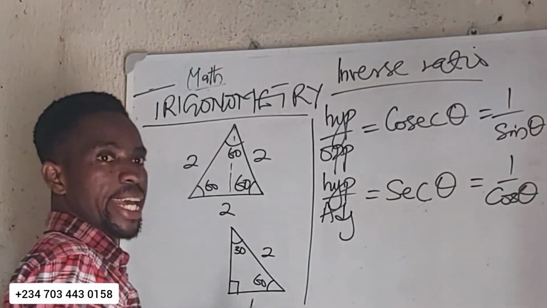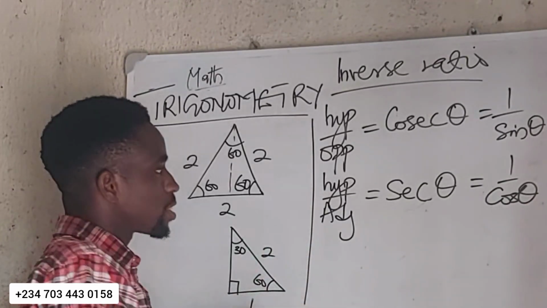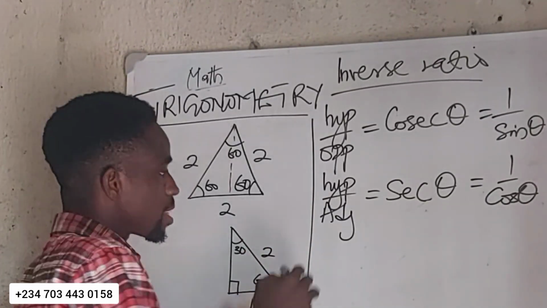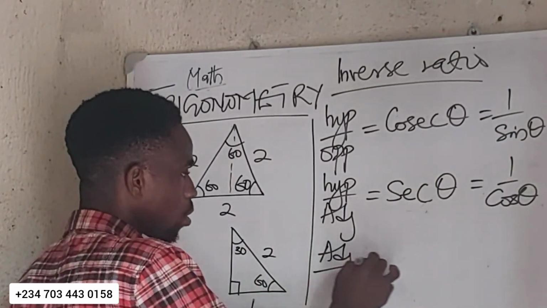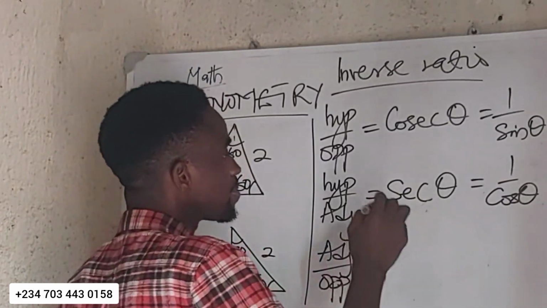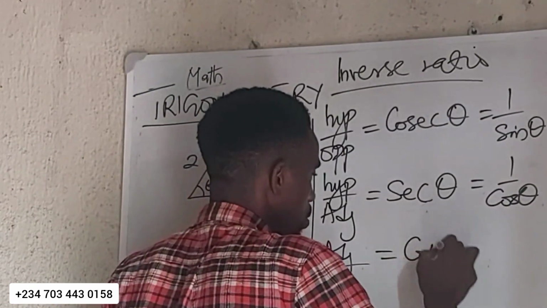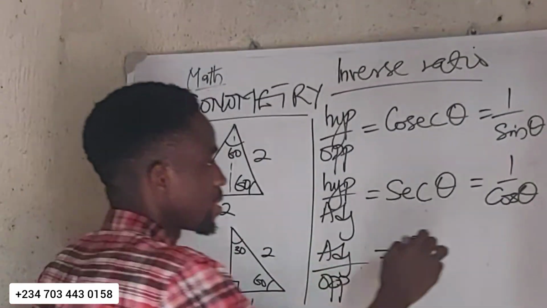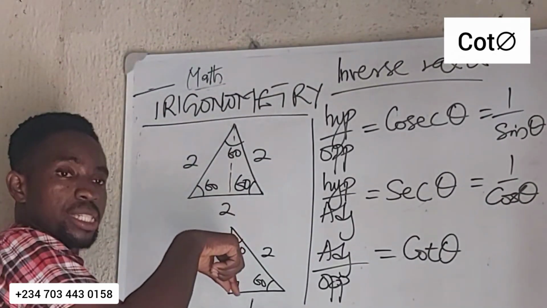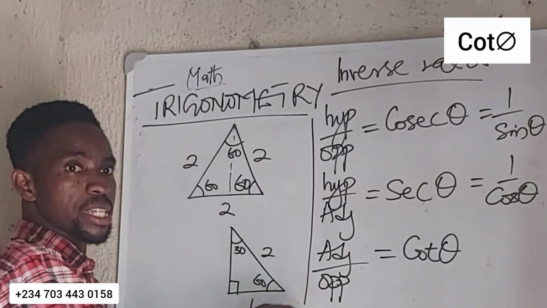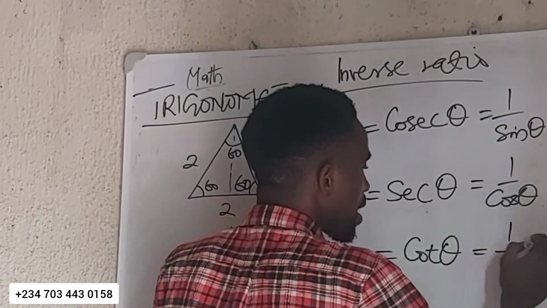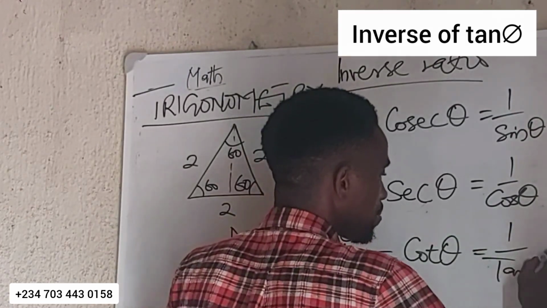Also, the inverse of tan. Tan is originally opposite over adjacent. So if we have adjacent over opposite, that is called cot, cotangent of theta. Instead of opposite over adjacent, which was tangent, now adjacent over opposite is cot. And cot theta is the inverse of tan theta.